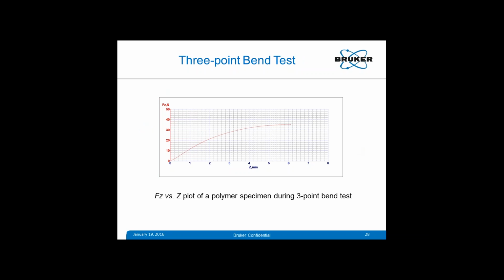Here is an example of a three-point bend test done on a polymer. I have another example for ceramic materials, and this is for a polymer. You see this is the raw data, which is FG versus, in this case, Z, because Z is our encoder reading, which gives you displacement, but this is basically capital D, the maximum deflection at the center of the beam specimen.